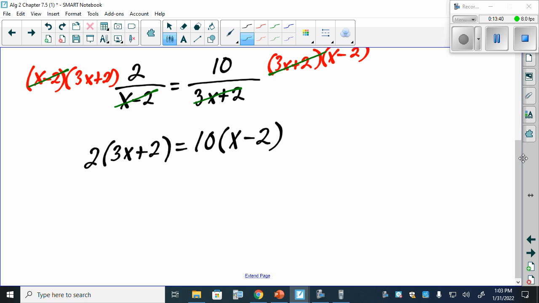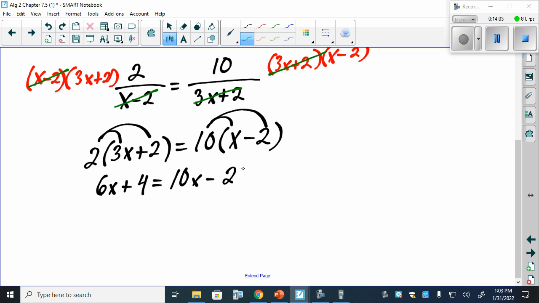Any questions on how we got to this here? Okay, well now we need to distribute and solve for the value of x. Here 2 times 3x is 6x, plus 2 times 2 is 4, is equal to 10 times x is 10x minus 20. 10 times 2 would be 20.